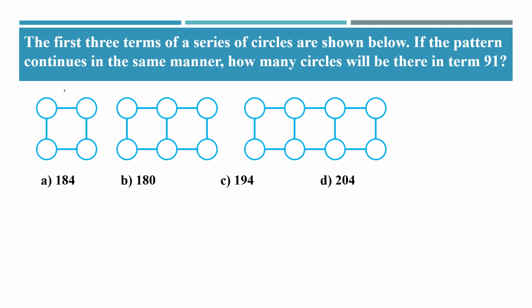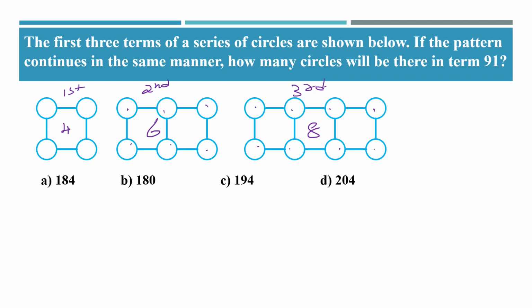The first term, we have 4 circles. Second term, we have 1, 2, 3, 4, 5, 6. Okay. And the third one, we have 1, 2, 3, 4, 5, 6, 7, 8. The third one, we have 8.